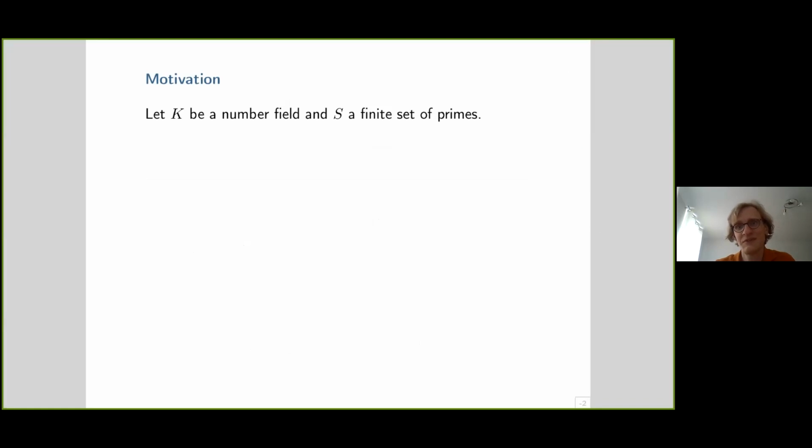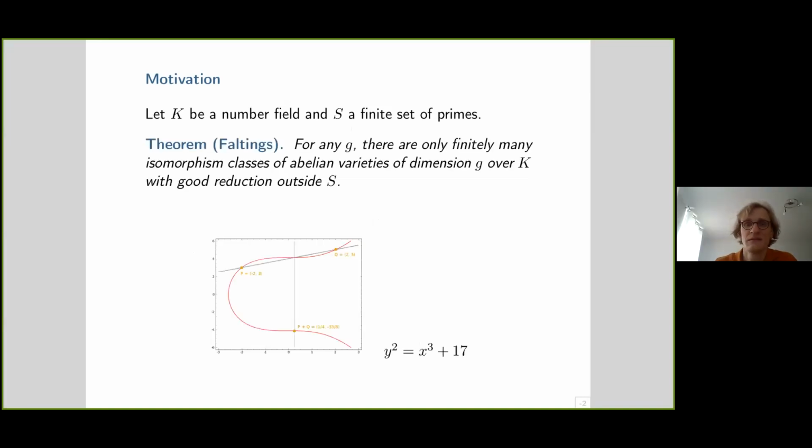If you have a number field, so a finite extension of Q, and you take a finite set of primes S, then Faltings' theorem says that if you fix a dimension g, then there are only, up to isomorphism, finitely many abelian varieties of this dimension g over that given field, which have good reduction outside S. So here I've drawn an elliptic curve with good reduction outside 17. But of course, the result is really interesting in higher dimension, but this one I cannot draw.